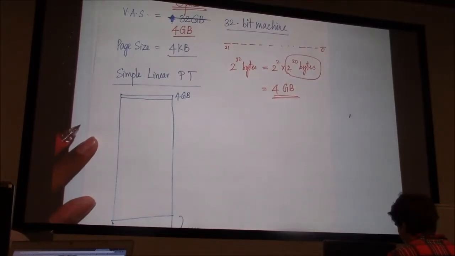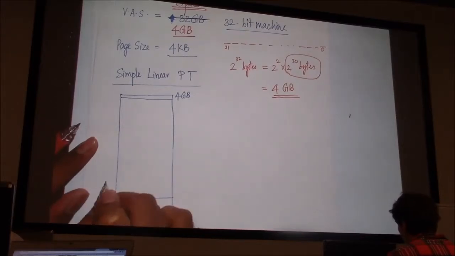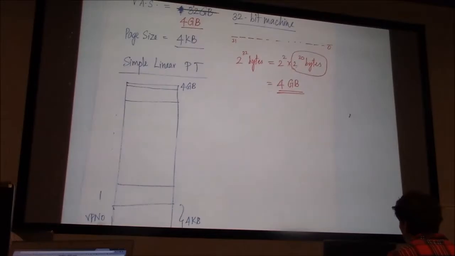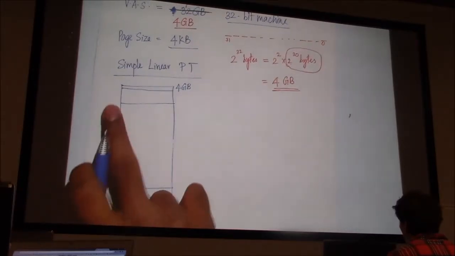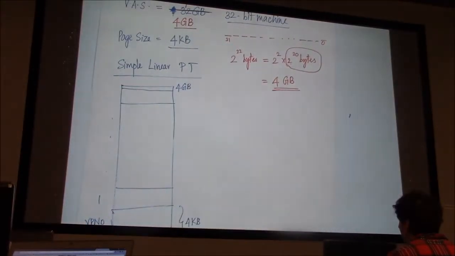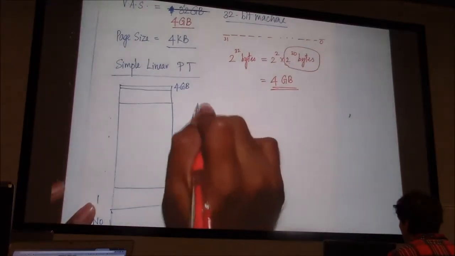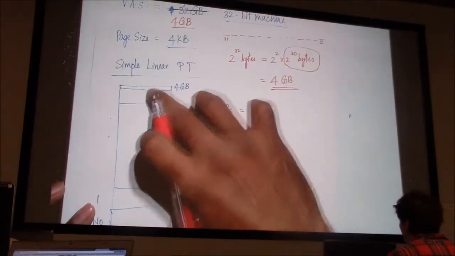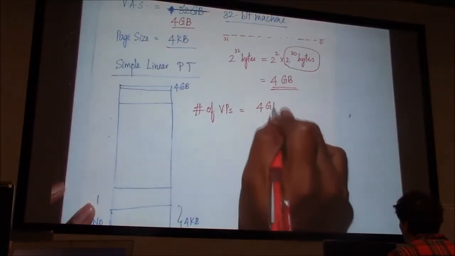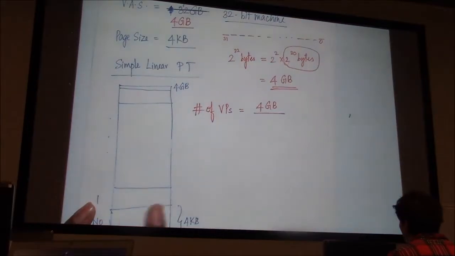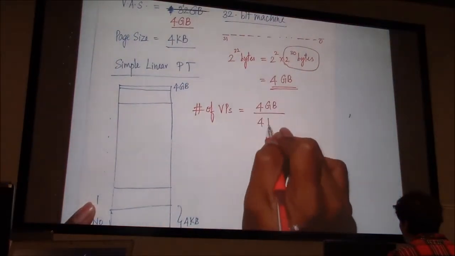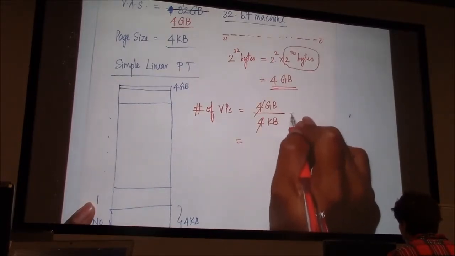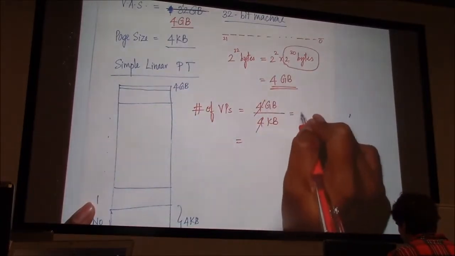Just like VPN 0, then VPN 1, and so on. We are just going to see the maximum number of virtual pages that we have in this setup. The number of virtual pages is the size of the total address space, which is 4 GB, divided by the size of one page, which is 4 KB. As we already saw, the K and G cancel, and it just becomes 1 M, or 1 million pages.